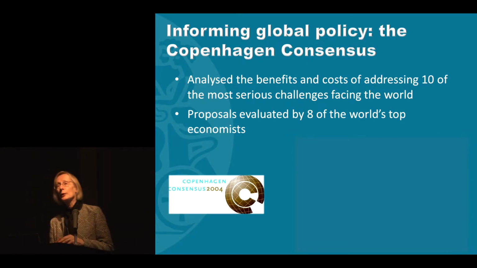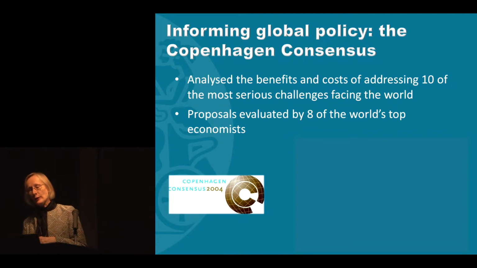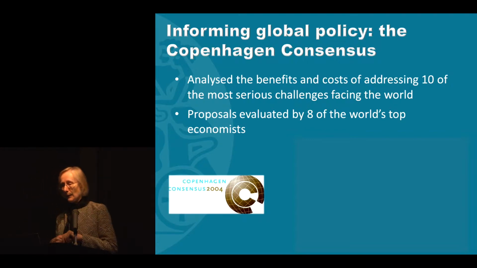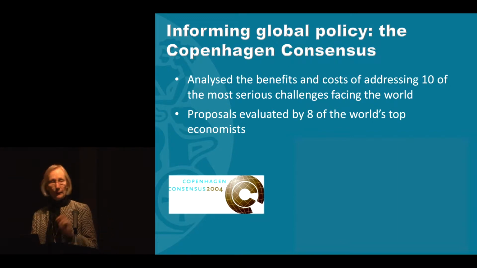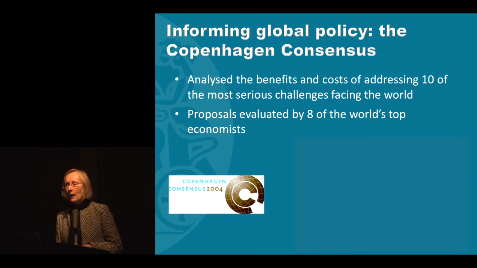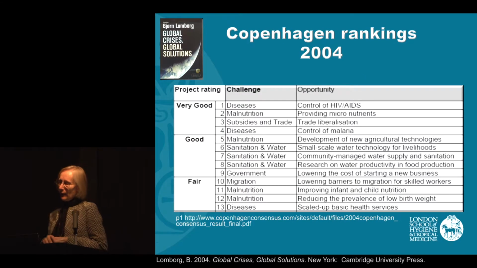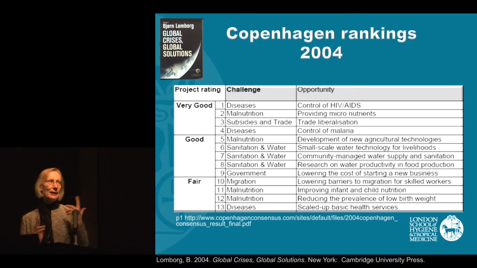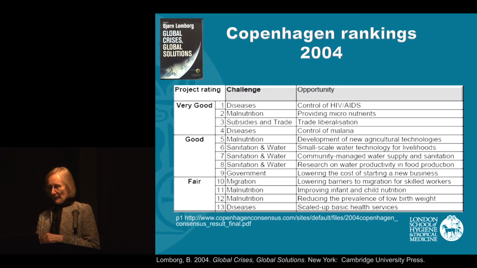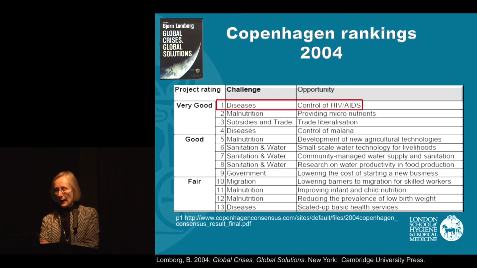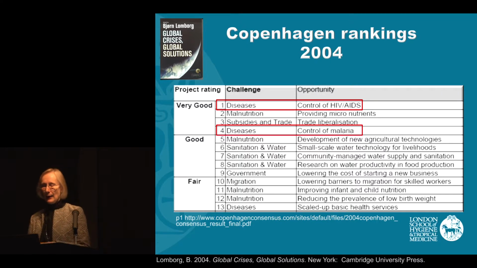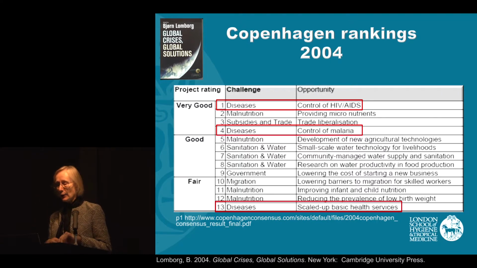I was asked to address the subject of communicable diseases. And the proposals and the estimates were then evaluated by 8 top economists. The photo shows them deliberating. 1 woman out of the 8. So these, in 2004, these were the rankings produced by those cost-benefit analyses of each of these areas. This has continued. This is just the 2004. There have been other rankings since. The ones that I looked at, control of HIV/AIDS, control of malaria, and then scaled up basic health services, which was a third option I took, all ranked very high.